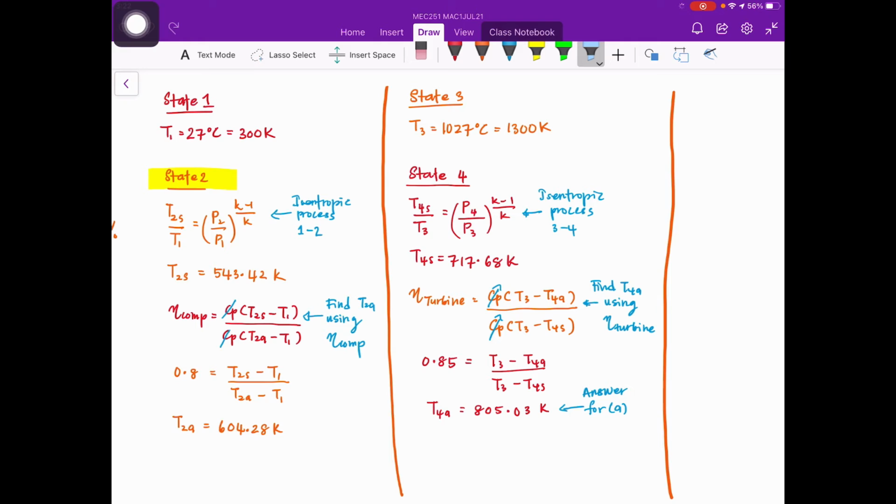Okay, so from the formula for the isentropic efficiency for the compressor, we can determine straight away the value for the temperature for state 2A. The value is equal to 604.28 Kelvin. For state 3, the temperature has been given by the question, and please do not forget to convert the degrees Celsius into unit Kelvin.